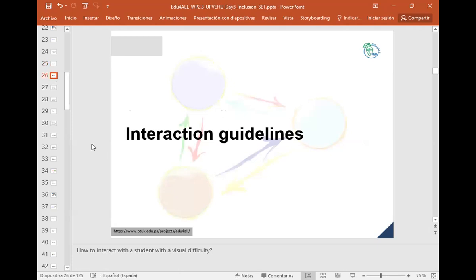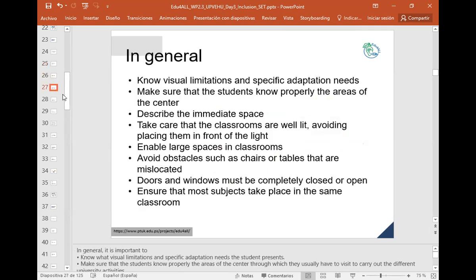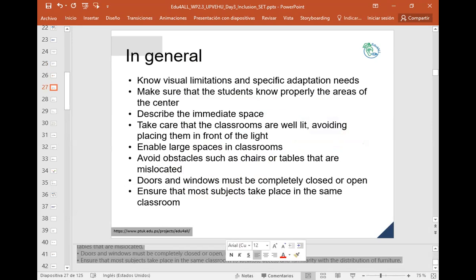How to interact with the students with visual difficulties. In general, it is important to know what visual limitations and specific adaptation needs the student presents. Make sure that the students know properly the areas of the center through which they usually have to visit to carry out the different university activities. Describe the immediate space for them so that it can be located.